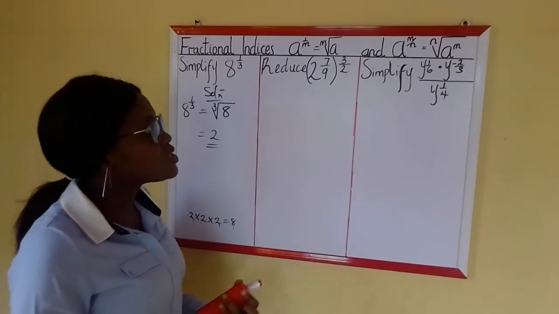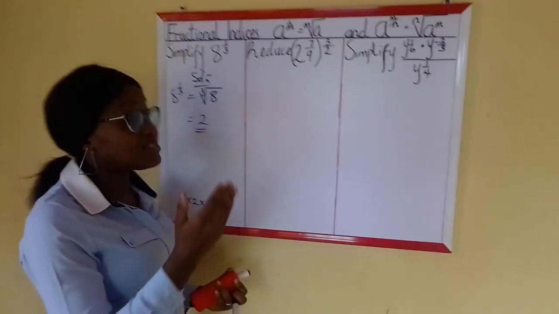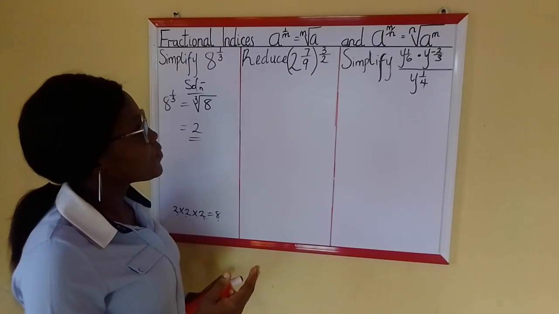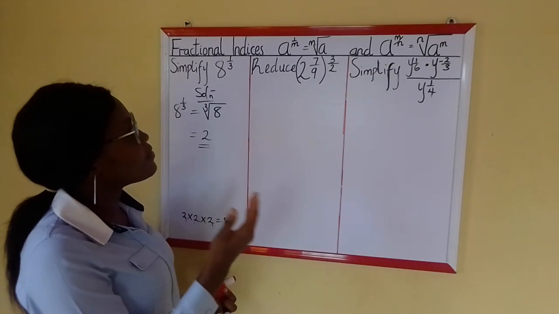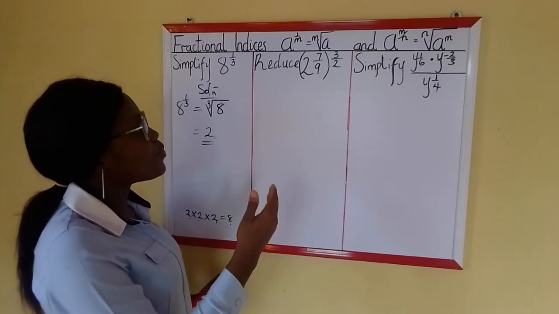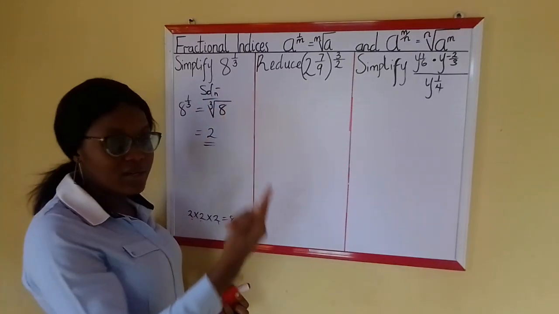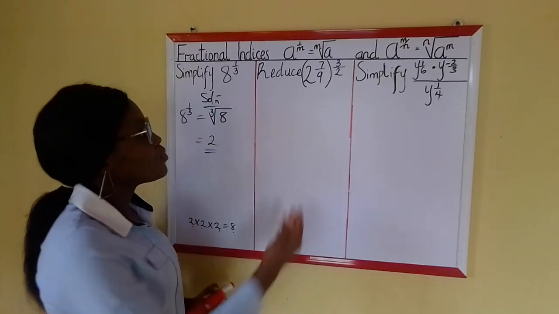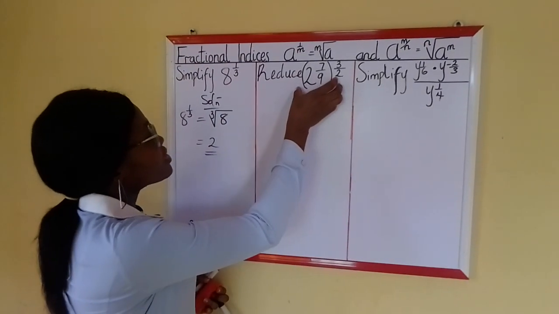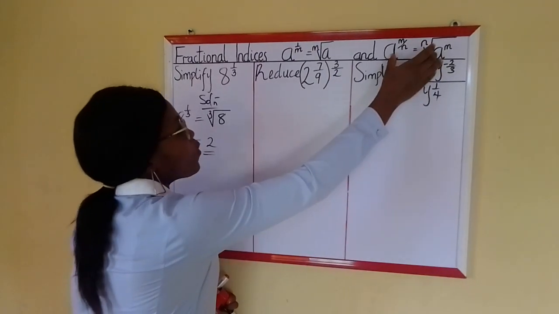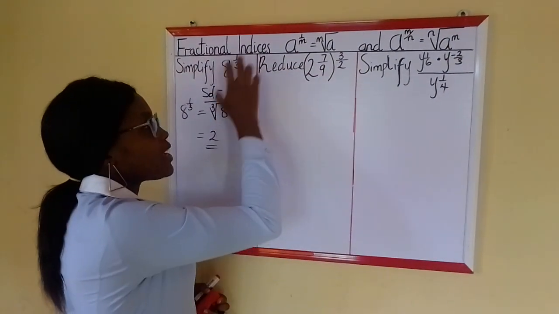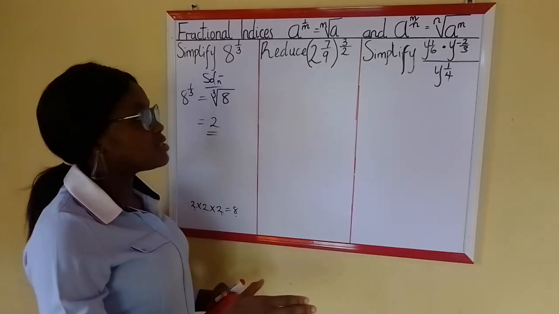It says, reduce 2 whole number 7/9. 2 whole and 7/9, raised to power 3 divided by 2. So we have it like this. This particular one is for this law. But remember, they are all fractional indices.